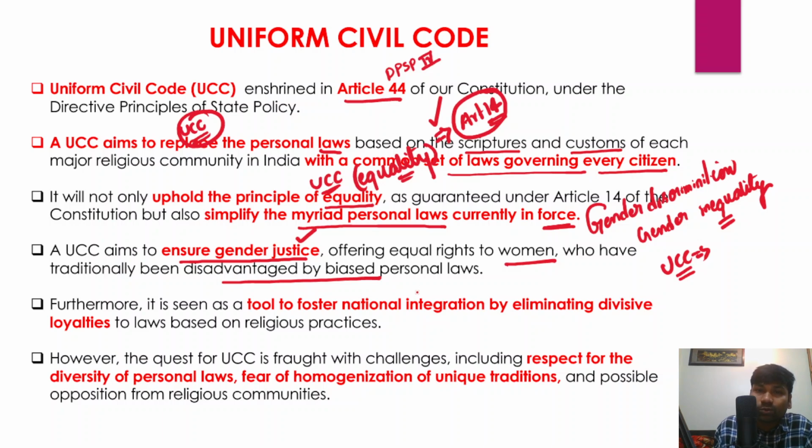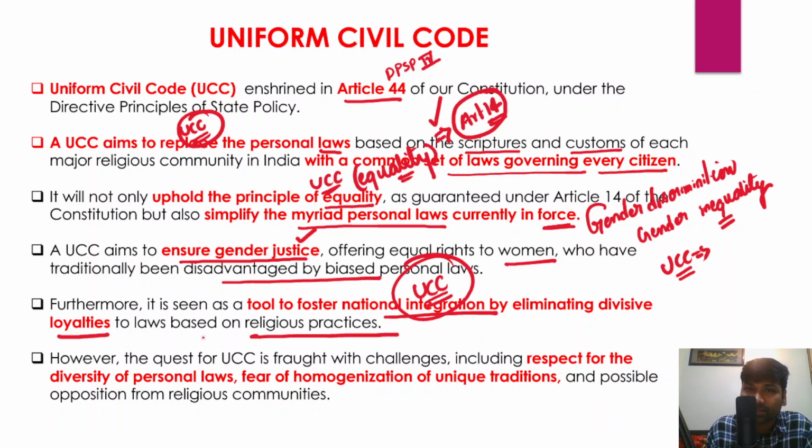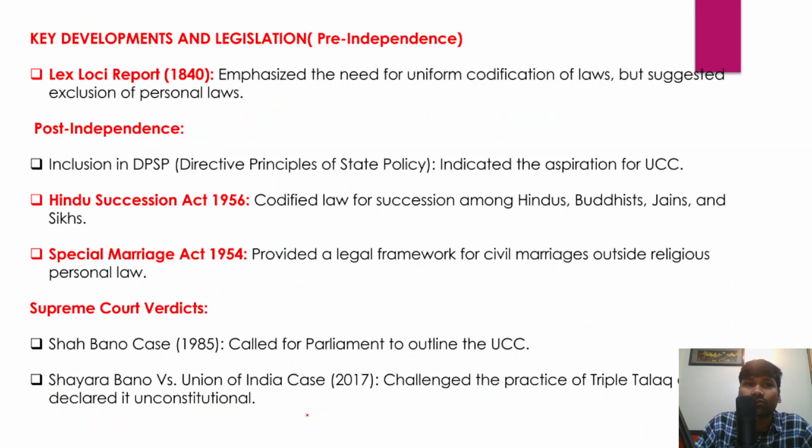And apart from that, the uniform civil code is being viewed as a tool for the integration of the entire nation, and also for eliminating divisive loyalties to laws based on religious practices. However, implementing a uniform civil code in a diverse country like India is not easy. There are a number of challenges for its implementation, right? So what are those challenges? For example, we have a huge diversity of personal laws, the fear of homogenization among different communities, and even possible opposition from the religious communities can be considered some of the challenges for the implementation of the uniform civil code.